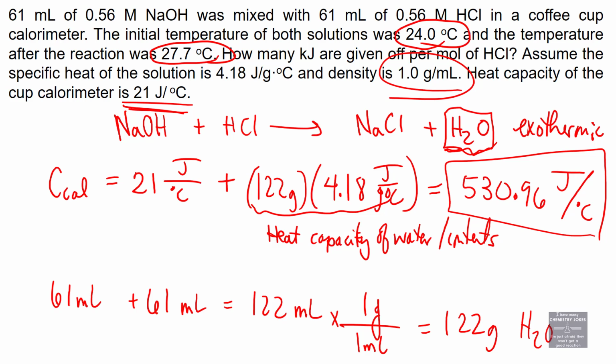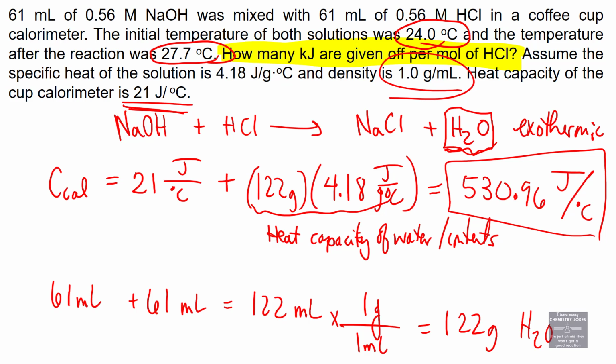However, I'm being asked to answer how many kilojoules are given off per mole of HCl. Why did I go all the way down this path talking about the heat capacity of the calorimeter? Because I'm going to get to what they're asking by finding the heat capacity of the calorimeter first.